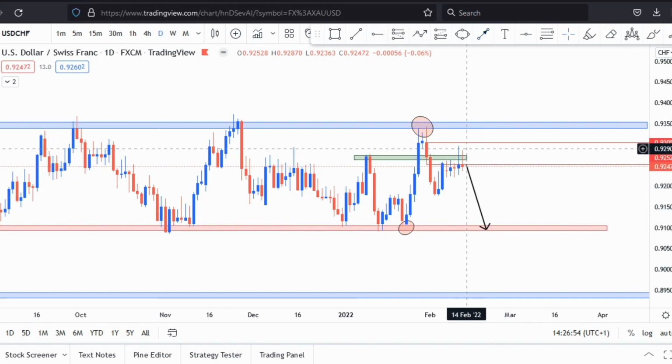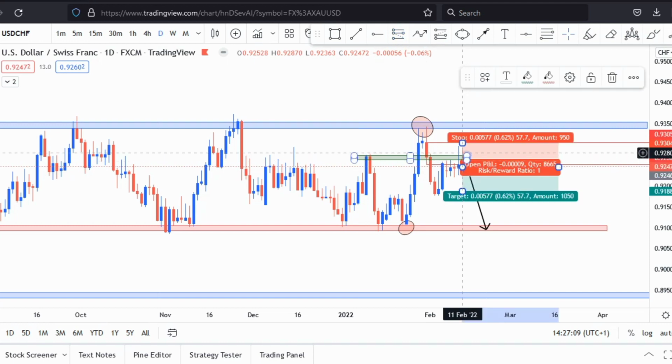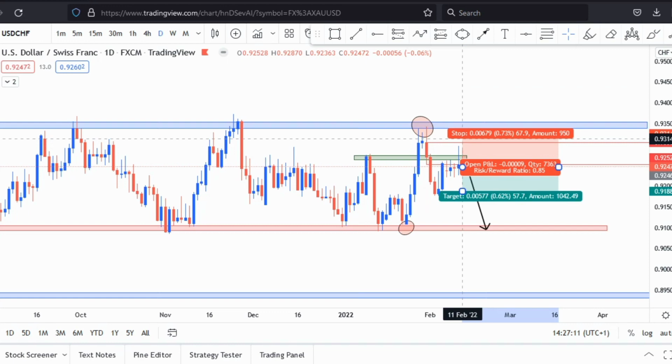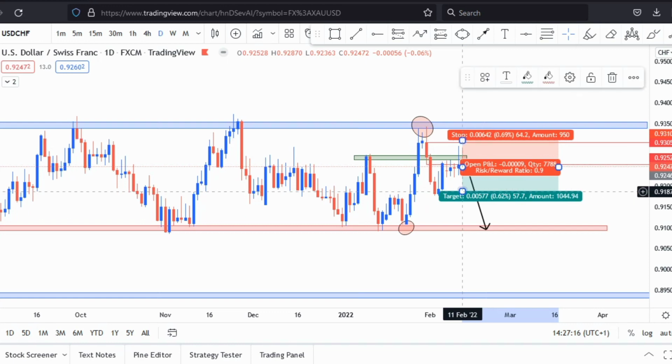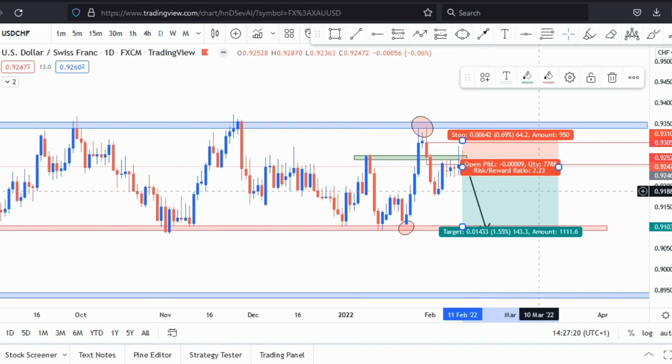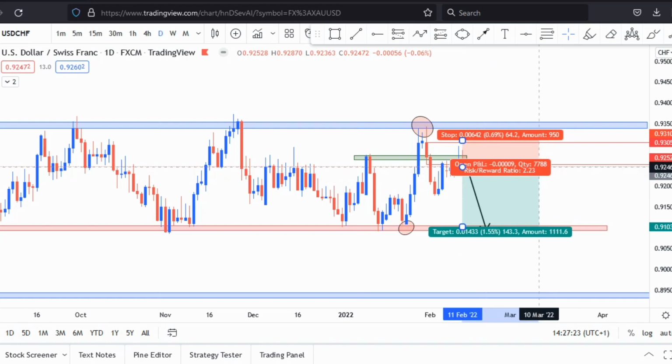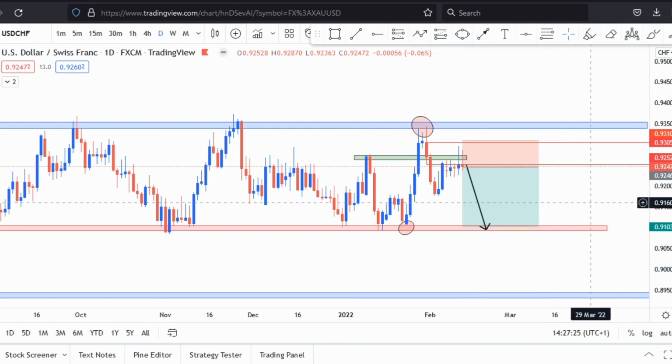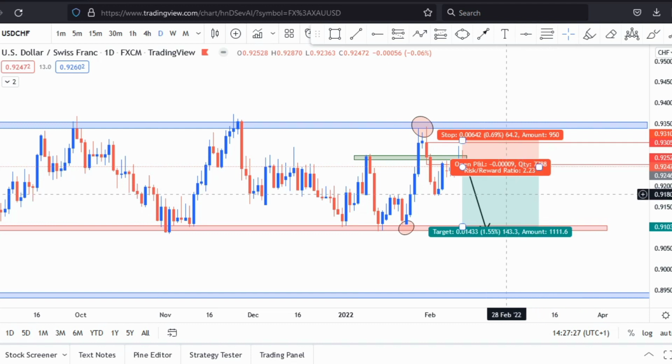I'll be placing my sell trade, my stop loss just above this upper limit here. This is where I'm going to place my stop and my entry. So once the market opens, I'm going to take my trade from here, put my stop loss at around 60 to 65 pips, and then my take profit would be around 140 pips. That's what I'll be expecting for USD Swiss franc in the coming week.